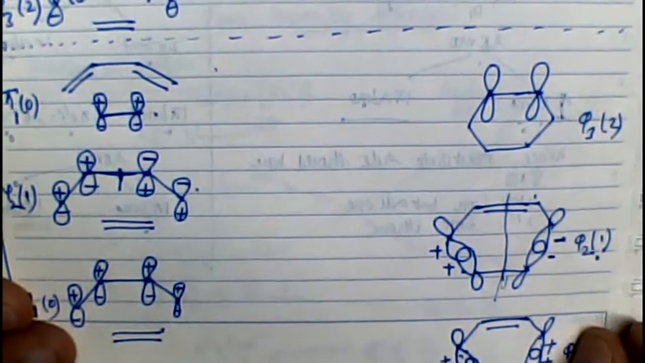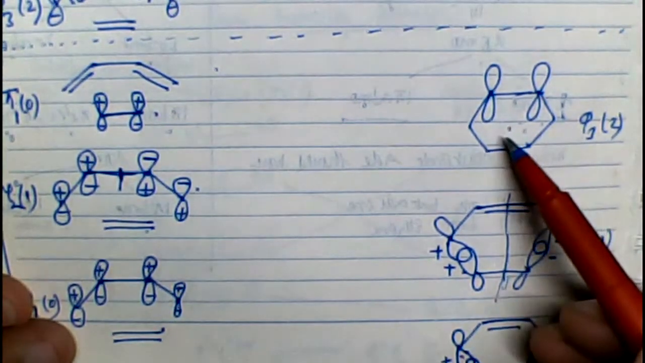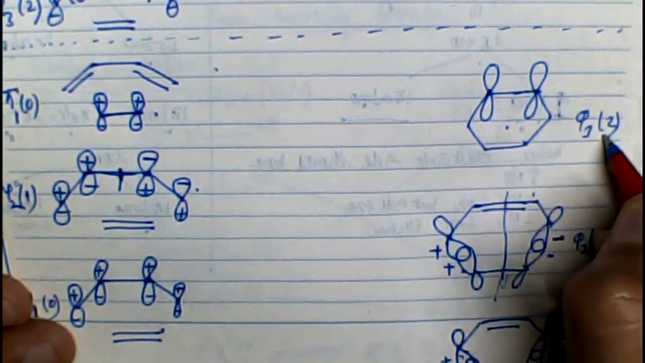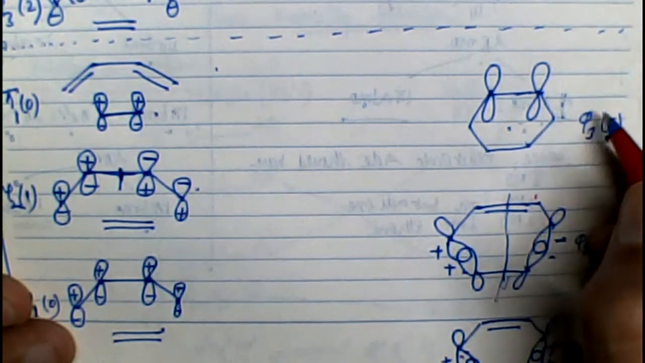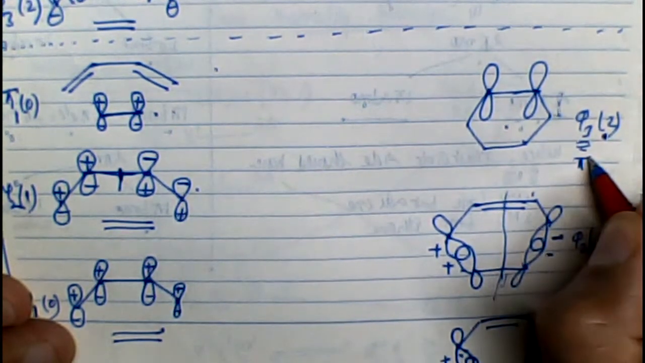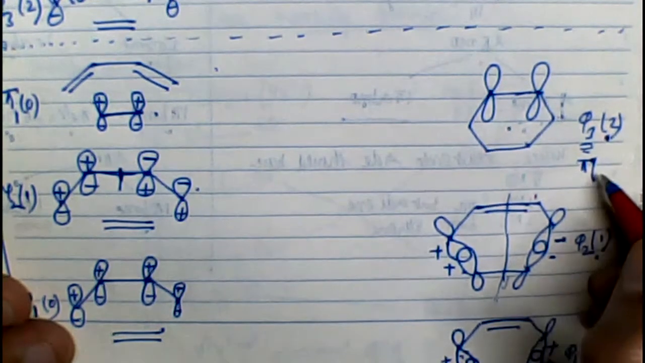Then comes the pi molecular orbital. Now pi, in which there should be no node. So if it is phi 3, actually this orbital is a pi orbital, and it is the only first pi orbital of the cyclohexene molecule.